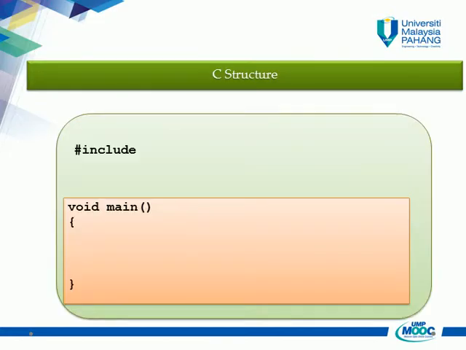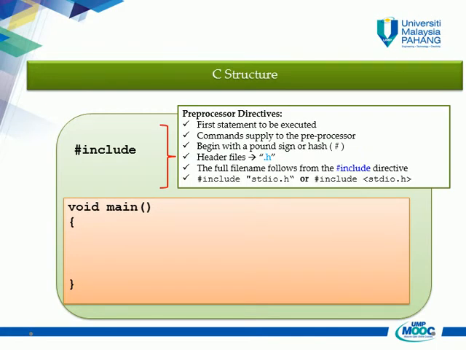C structure consists of preprocessor directives and body of function. The preprocessor directives will be the first statement to be executed. We can include any library here. It will be supplied to the preprocessor. The command begins with a # or hash. It consists of a header file with .h. The full file name follows from the hash include directive. For example, we include the standard input-output library by writing #include <stdio.h>.